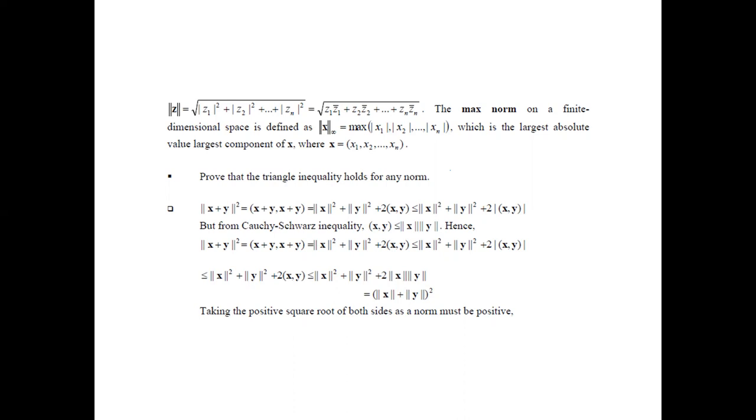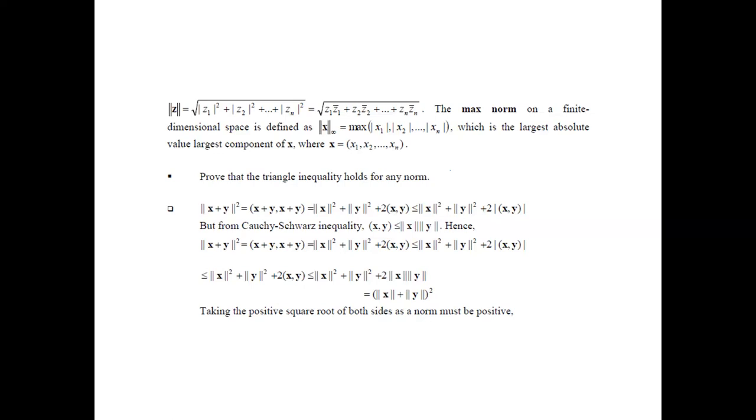That, of course, will be less than or equal to norm of x squared plus norm of y squared plus 2 absolute value of inner product of x and y, because the absolute value of the inner product of x plus y is going to be greater than or equal to the inner product of x and y. Don't forget that x and y can even be negative; inner product can be negative.